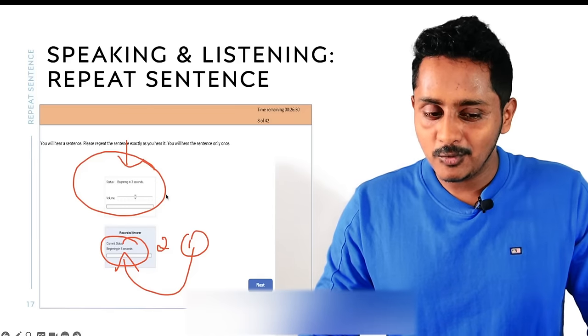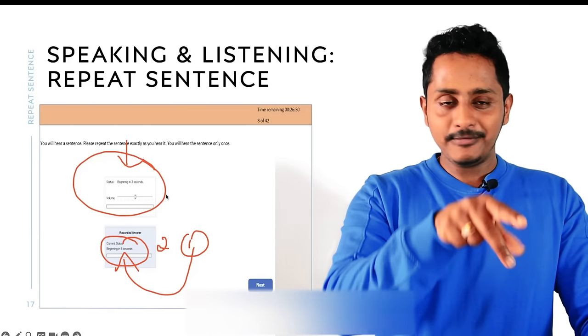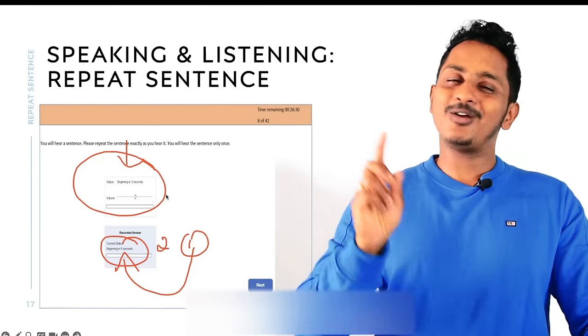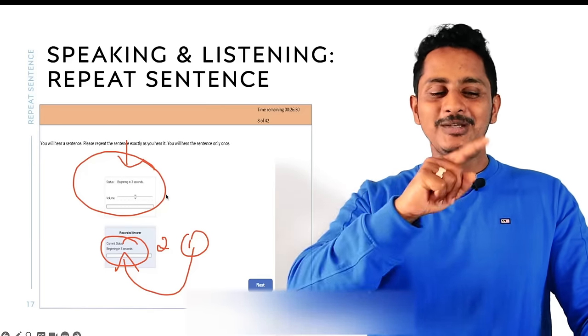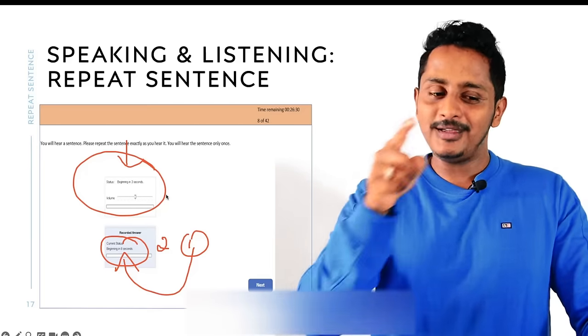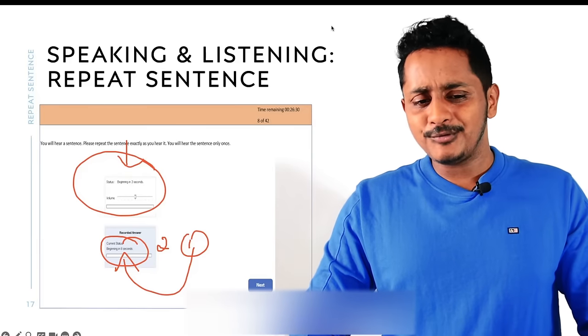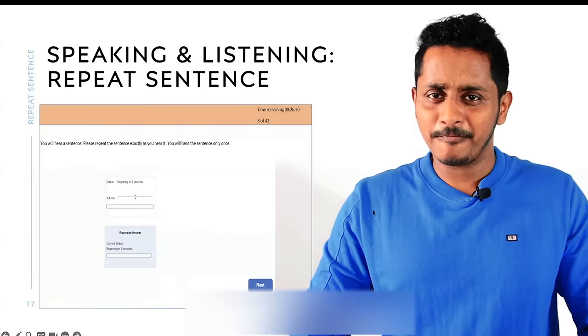Hope you're with me. Once the audio ends, you need to see if the recording bar is on or not. The recording bar will not be on instantly. It will take 1 or 2 seconds, after which the recording bar will be on. Then you just have to repeat exactly as you hear it. So let's see some audio examples, how it's going to be in the exam. I'll just play the audio.